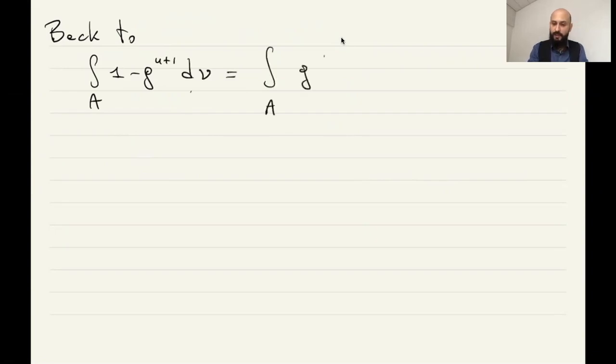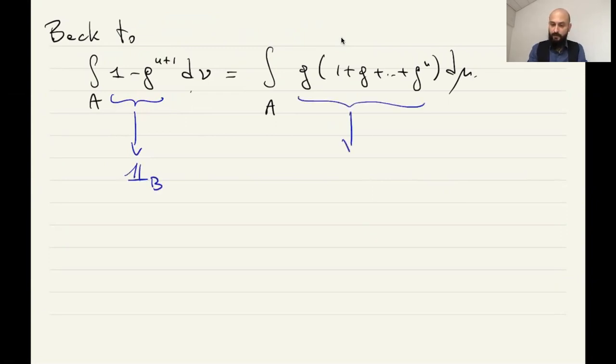So let's go back to the integral equation. We had the integral over A of 1 minus g to the n plus 1 in the mu. This was equal to the integral over A of g(1 plus g plus ... plus g to the n) in the mu. Now what happens is that this function here we proved converges to the characteristic of B complement, and this function converges to the function h. And as you see, the more n increases, the more terms I have.